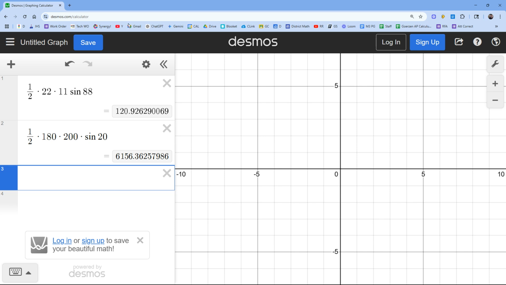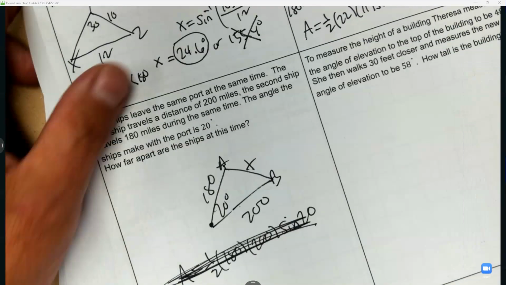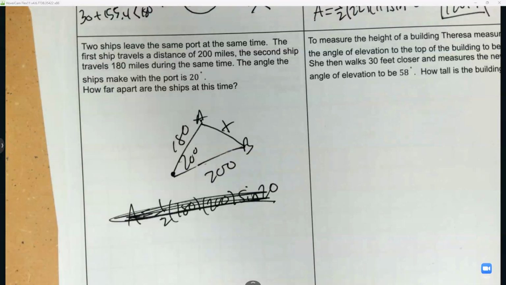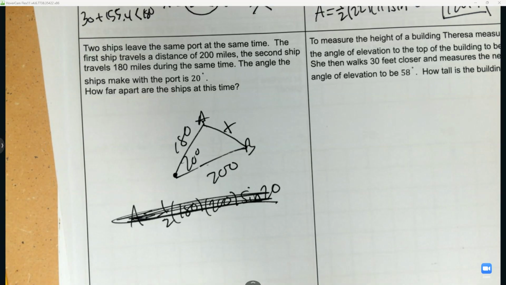And here I do area. I'm being really not accurate. So I scratched it out. You know why? Because I looked at the answer. 6,000 something? That did not make sense. So I recognize it's not an area question. I just did area, but it's not area.